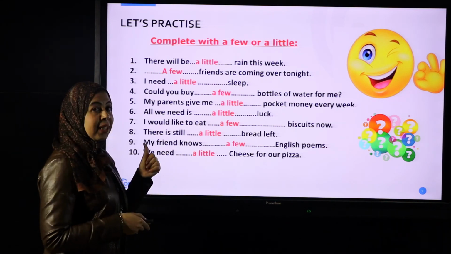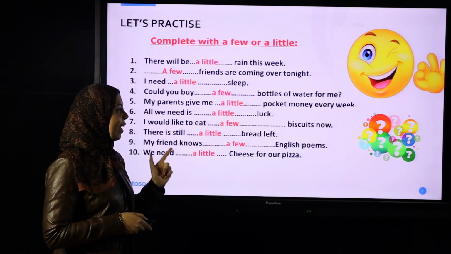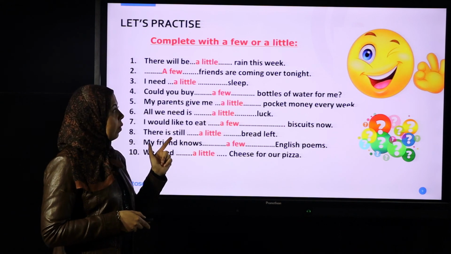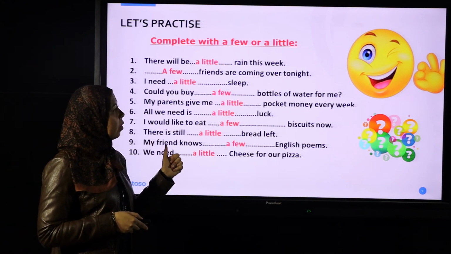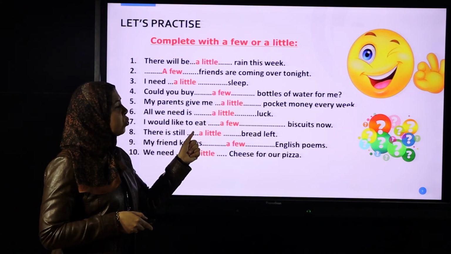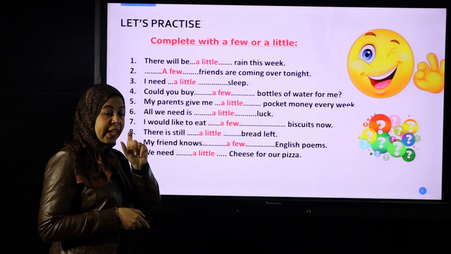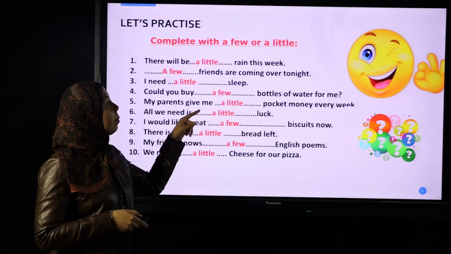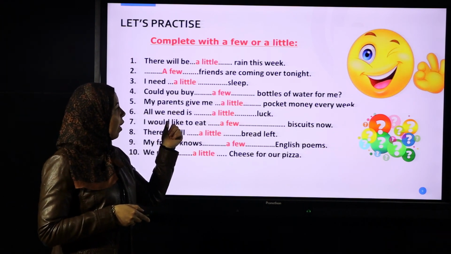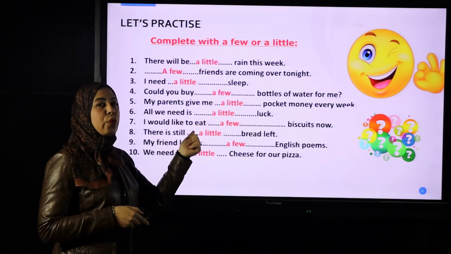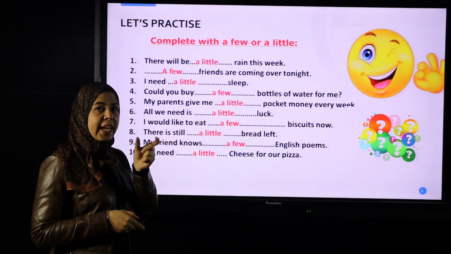Now, we use a little with uncountable nouns, and we use a few for countable nouns. The last example that I will say: could you buy a little water for me? Here I used a little water because I cannot count water. But if I'm talking about the bottles, I would say, could you buy a few bottles of water for me? I used a few because I'm talking about bottles and I can count them.